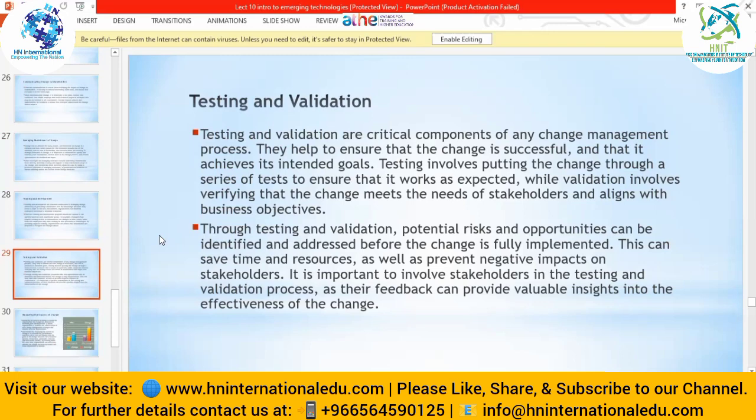Testing and validation are critical components of any change management process. They help to ensure that the change is successful and that it achieves the intended goal. Testing involves putting the change through a series of tests to ensure that it works as expected, while validation involves verifying that the change meets the needs of stakeholders and aligns with business objectives. Now, through testing and validation, potential risks and opportunities can be identified and addressed before the change is fully implemented. This can save time and resources as well as prevent negative impacts on stakeholders. It is important to involve stakeholders in the testing and validation process, as their feedback can provide valuable insights into the effectiveness of the change.